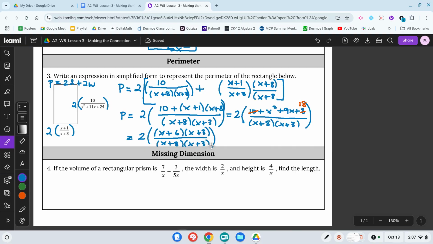Notice each time, I'm just carrying that 2 times all the way through until we get to the end, just to keep it simple. If you had multiplied through, you'd have to factor it out again, so that just creates extra steps for us. Now that we have our factors, we can see that this x plus 3 is going to cancel. So then our final answer would be 2 times x plus 6 divided by x plus 8.